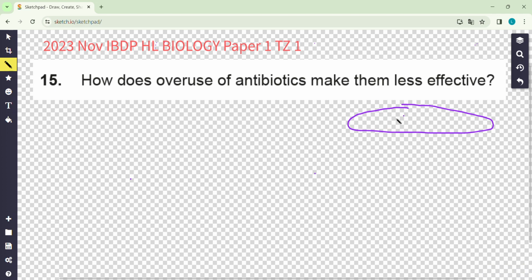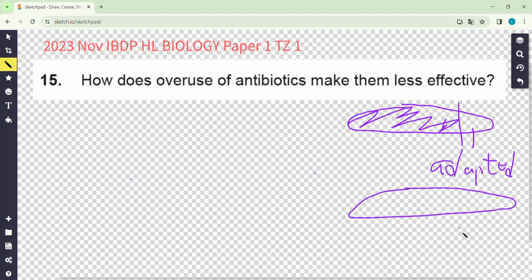For the antibiotics, you want to kill all the bacteria, but if unluckily not all the bacteria are killed, the remaining bacteria will be more adapted to the antibiotics, and these remaining bacteria will reproduce. Then all the bacteria will become more adapted to the antibiotics, and in other words, we can say resistance is developed among the bacteria.